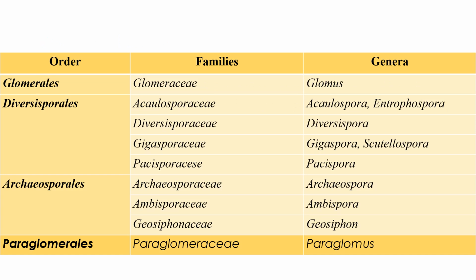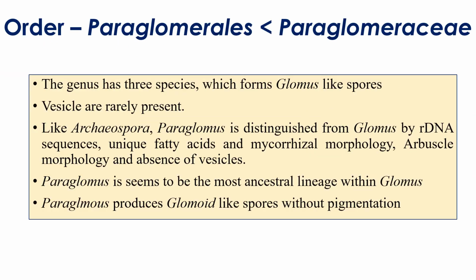One more order is left, right? Let's take a look at the last one, Paraglomerales or Paraglomus. This is the last order, which consists of one important genus, Paraglomus. There are three species present in the genus, which produce glomus-like spores, and vesicles are rarely present, not continuously, maybe rarely present.